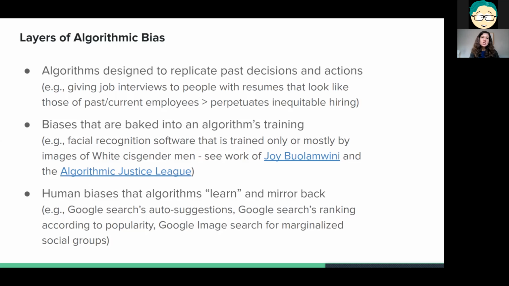Another is Google searches ranking according to popularity. So if something was clicked on more, it's more likely to appear higher in their search results. Or Google image searches for marginalized social groups. You may be familiar with the work of Safiya Noble, who did a lot of work in this area, recognizing that when you did an image search in Google for something like Black girls or Latina girls, you were getting a lot of highly sexualized images, and Google has also corrected that, but there are many groups where this kind of thing is still happening.